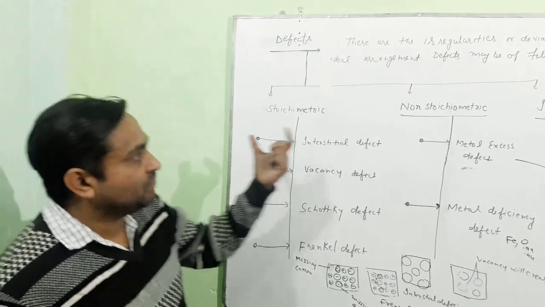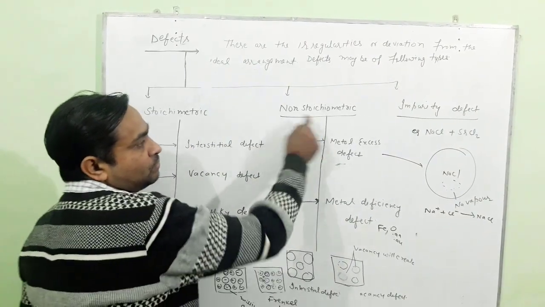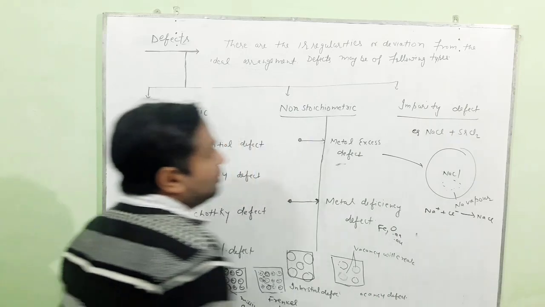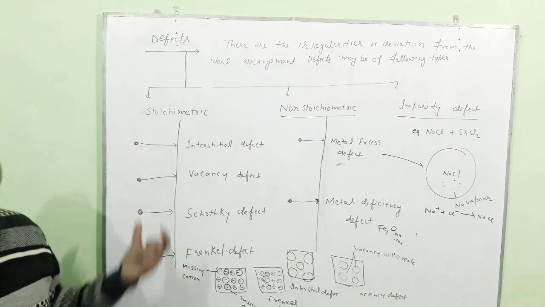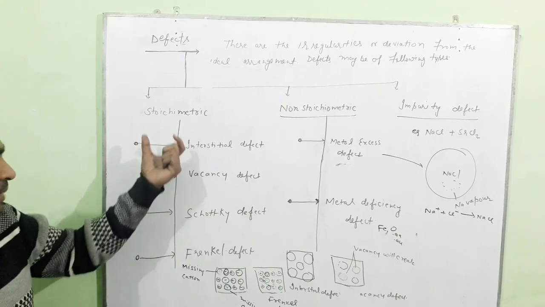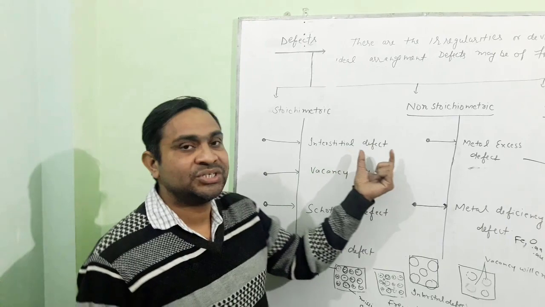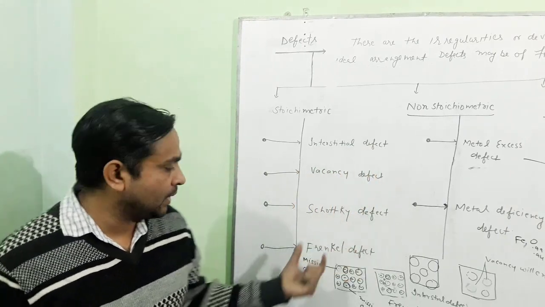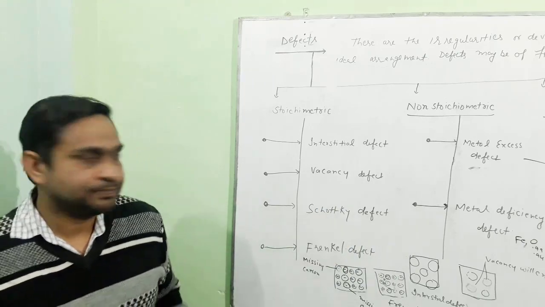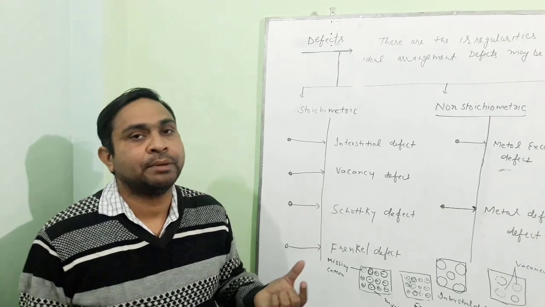Defects may be of three types. Number one, stoichiometric defect. Number two, non-stoichiometric defect. Number three, impurity defect. First, I would like to discuss the stoichiometric defect, which may be of the following types. Number one, interstitial defect. Number two, vacancy defect. Number three, Schottky defect, and number four, Frenkel defect.